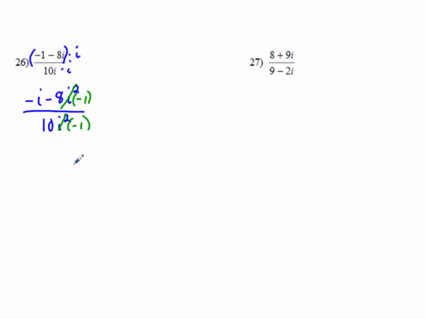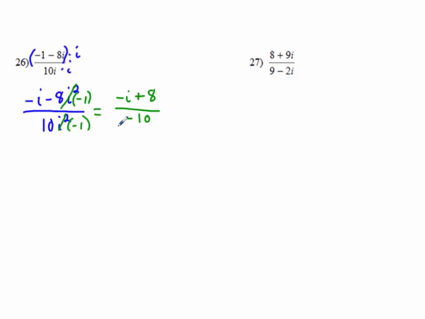Wait, why do you multiply it by i and not 10i? You can multiply it by 10i. And if you multiply it by 10i, you're going to end up with numbers at the end that are bigger than what we're going to end up with, which means you can divide everything by 10 to simplify. So if you want to multiply by 10i, it still works. You just have to simplify at the end. So this is on top negative i plus 8, and on bottom negative 10.